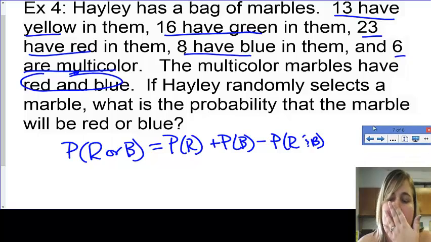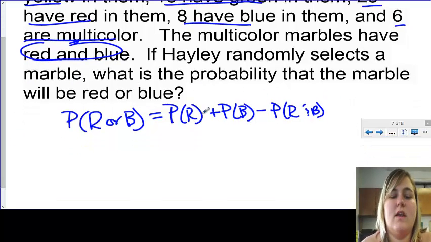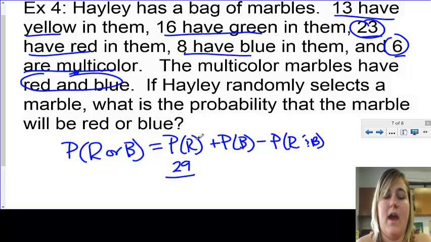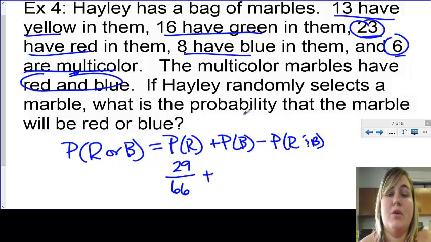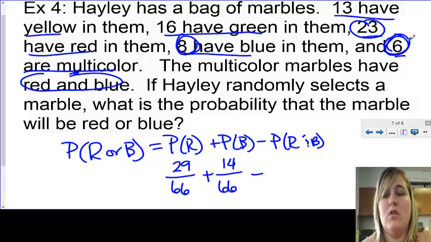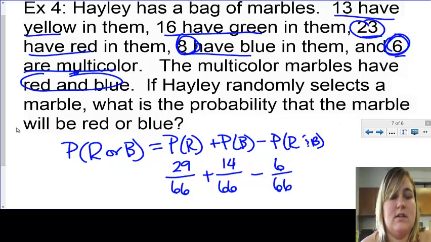Alright. So, the probability of getting a red is going to be the red marbles, which is 23, plus those multicolored marbles because they have red in them. So that's 6. So that's going to give me 29 out of, I have to find the total in the bag. So I'm going to have to add all those up. So I have 13 plus 16 plus 23 plus 8 plus 6 gives me 66 marbles in the bag. Plus the probability of getting blue, I have 8 blue marbles and those 6 multicolored, so that gives me 14 out of 66, minus red and blue, which is just that 6 out of 66.